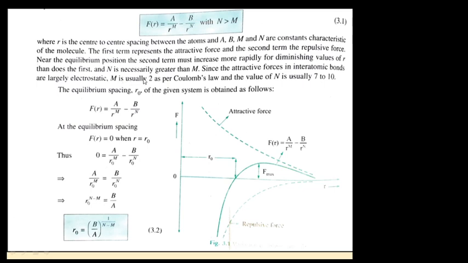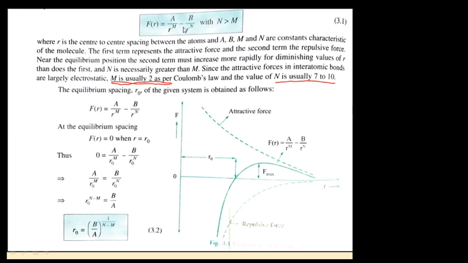Okay, M is usually in the order of 2, where N is usually in the order of 7 to 10. So this is a numerical range. Okay, so you will have N or M, क्यों बड़ा है, so you can have a very clear idea about it.